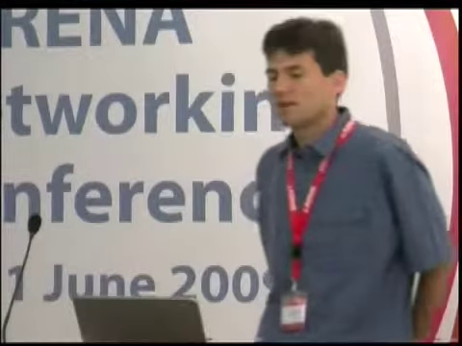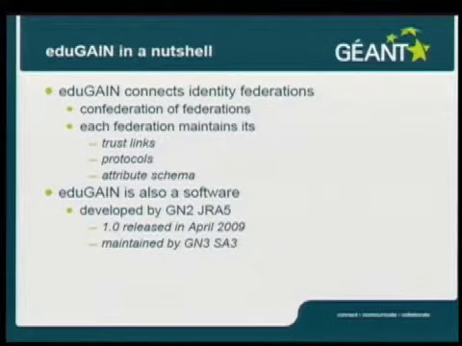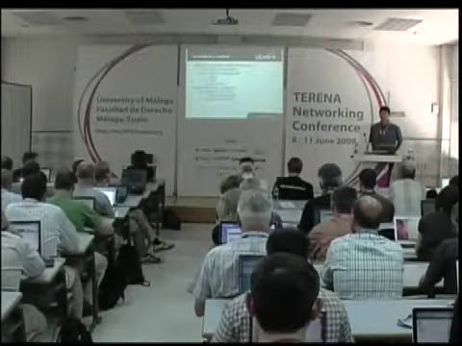So, Edugain is a confederation of federations. It connects identity federations together while giving identity federations a great autonomy about the protocols inside, the trust relationships inside, and the attribute schema. But on the other hand, Edugain is also software which was developed in GN2 by the JRA5 working group, and it was released in April this year. And I hope that it's going to be further maintained by GN3. Edugain software contains libraries, bridging elements, and a meta directory service.